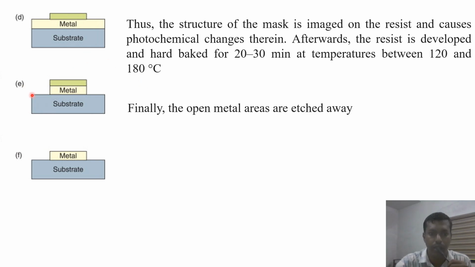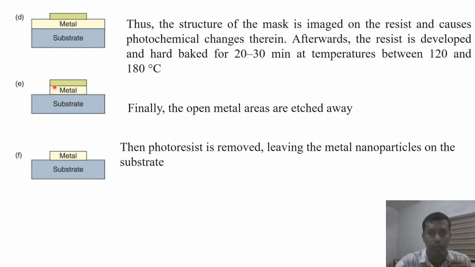Then finally, you can see that in this region there is no need for metal, so we etch the metal. The open metal areas are etched away. Then the photoresist is removed, leaving the metal nanoparticles on the substrate. This part is removed, so we get the metal particles on the substrate. This is the final stage.